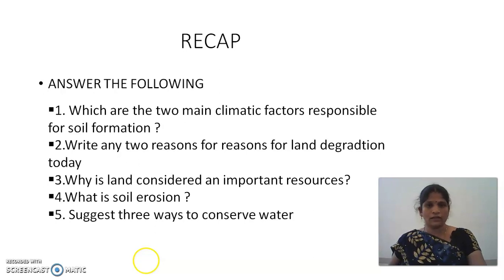Suggest 3 ways to conserve water. What are the 3 ways? Before letting untreated water out of the factories, we should check the quality of the water, and we should use drip irrigation for irrigating, and the other thing is for you.